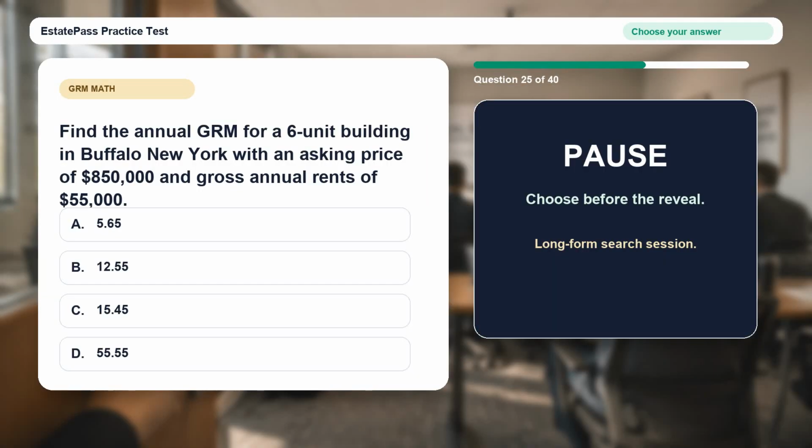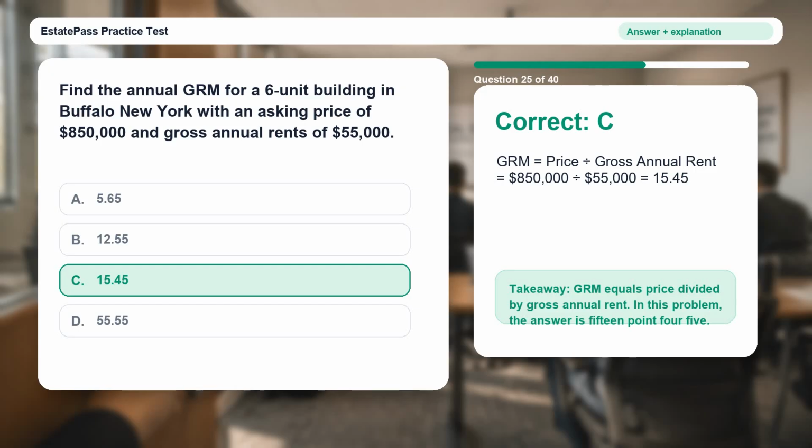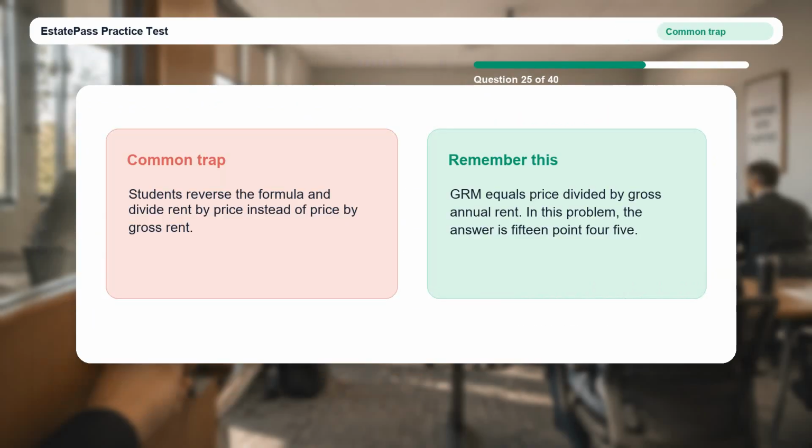Quick question 25. Find the annual GRM for a 6 unit building in Buffalo, New York with an asking price of $850,000 and gross annual rent of $55,000. The correct answer is C. 15.45. Explanation. GRM equals price divided by gross annual rent, equals $850,000 divided by $55,000, equals 15.45. Common trap. Students reverse the formula and divide rent by price instead of price by gross rent.